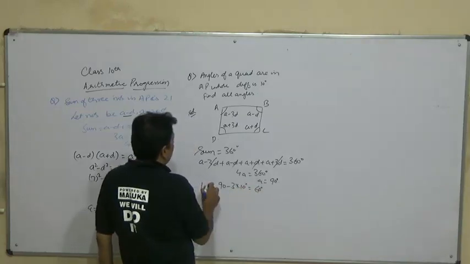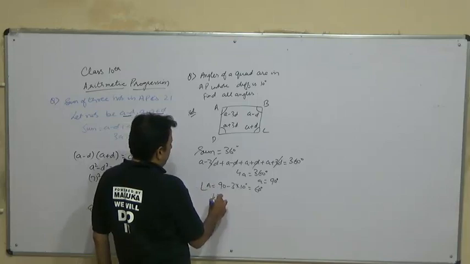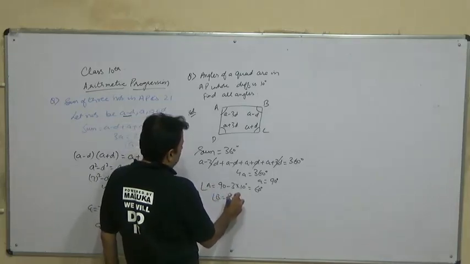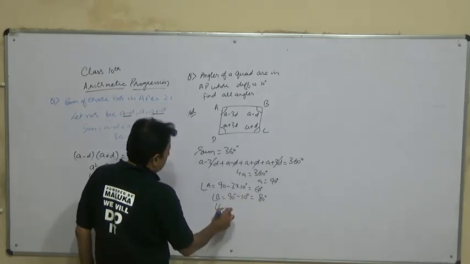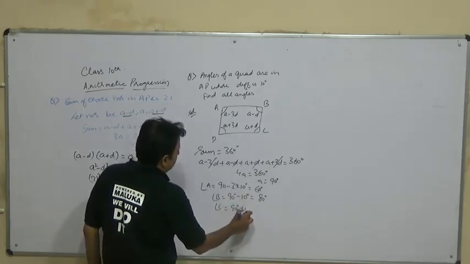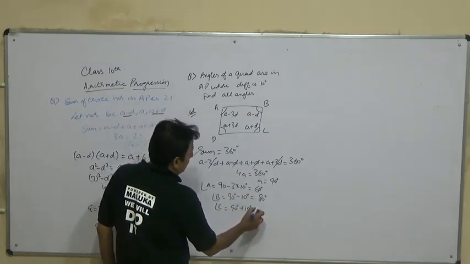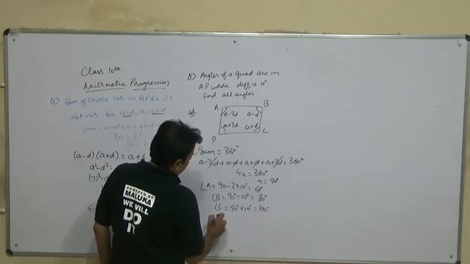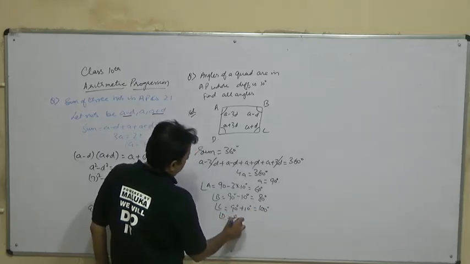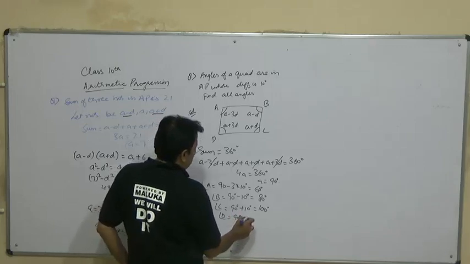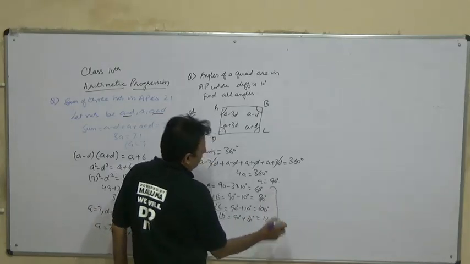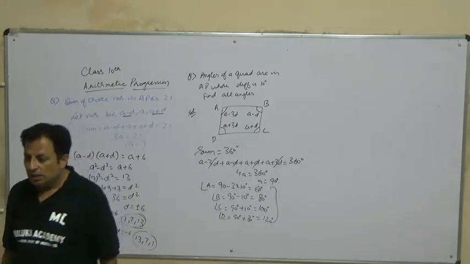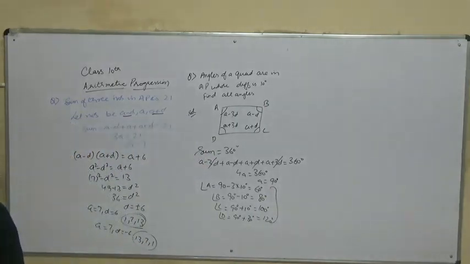So this is our angle A. Angle B will be 90 minus 10 degree. This is 80. Angle C is 90 degree plus 10 degree, this is our 100. And angle D will be 90 degree plus 30 degree, which is 120 degree. So these will be the 4 angles of the quadrilateral which are in AP.